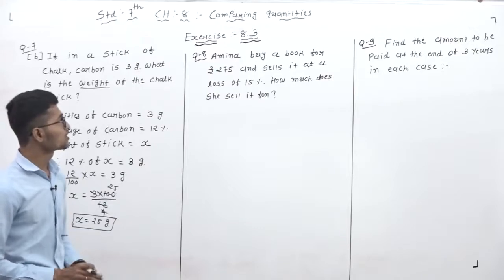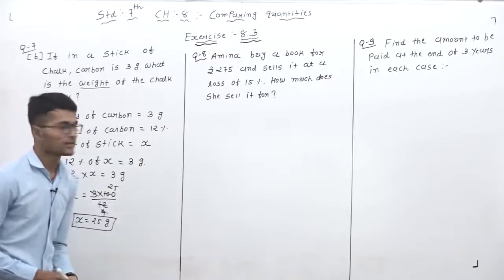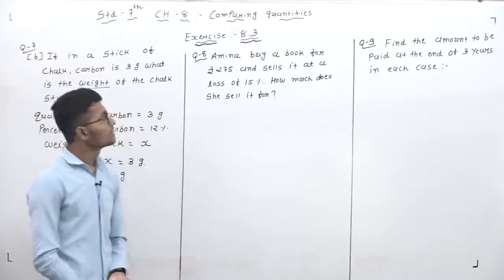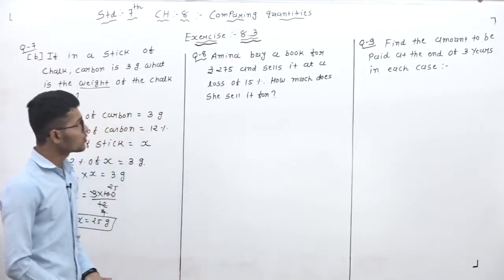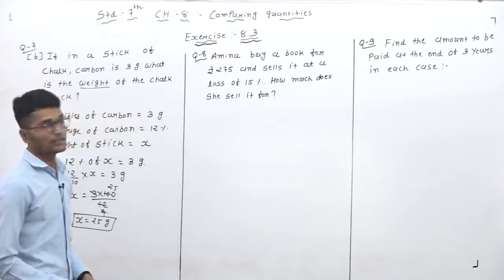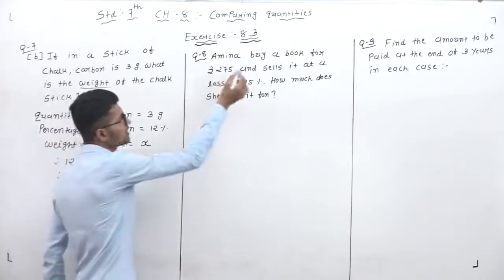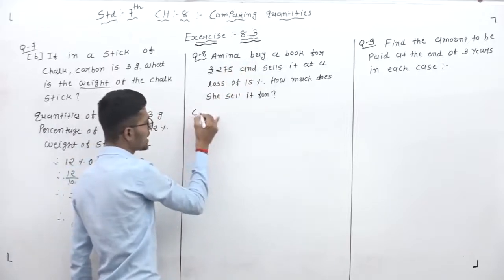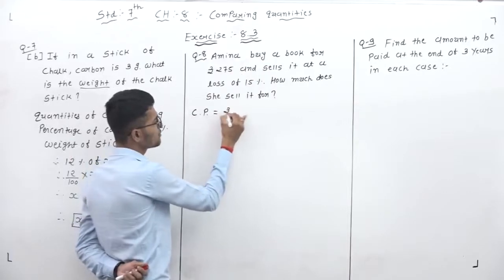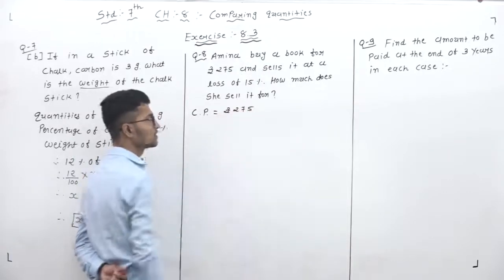Now we will discuss the next question, question number 8. Amina buys a book for rupees 275 and sells it at a loss of 15%. How much does she sell it for? Here, dear students, buy means cost price, our CP. So CP is equal to 275. This one is our given.